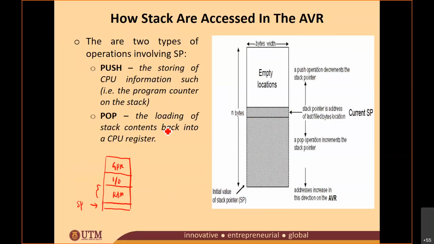To store data from the CPU to your stack, what you need to do is use the push instruction. Push stores data to your stack. To retrieve the data back from the stack and put it to your GPR or the CPU, we use the pop instruction. So the stack only has two instructions: one is push, to store data from GPR to the stack, while the second is pop, to retrieve the data from the stack and put it back to your GPR.